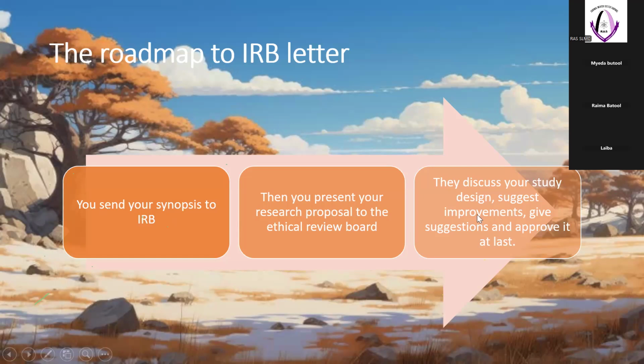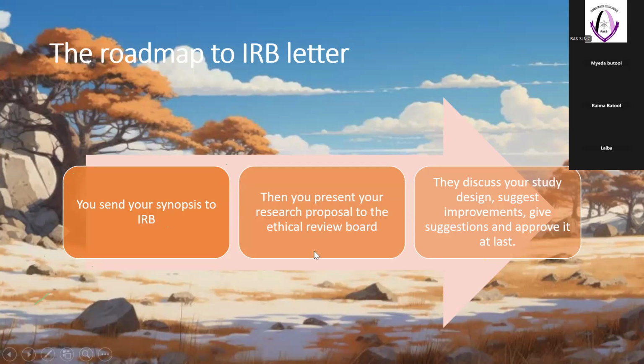So after questioning and further discussion, they may suggest improvements in your study design, or they may question different aspects of your research. Why you took this topic, why you are interested in studying it, or what the rationale behind this topic is, etc. There can be multiple questions. So they're basically trying to discuss the topic with you, and then they finally approve it if they think the research is going to add to the existing literature. So these are the different steps of getting the IRB letter.